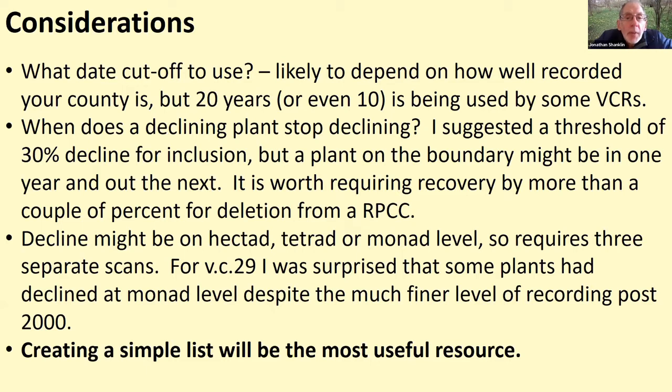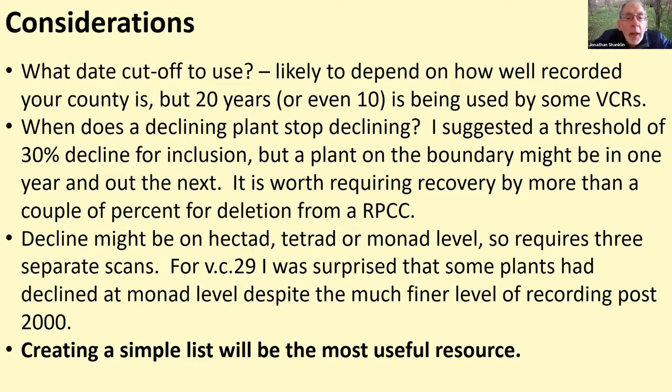Another issue is, when does a plant stop declining? That can be quite tricky to determine, particularly when a plant is on the sort of boundary, so that it might be in a list in 1 year and out again the next. That does imply that you're doing updates on an annual basis, but as I'll come to mention, that doesn't actually take too much time.